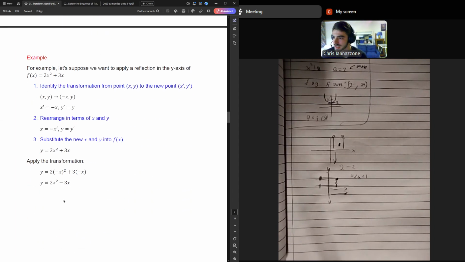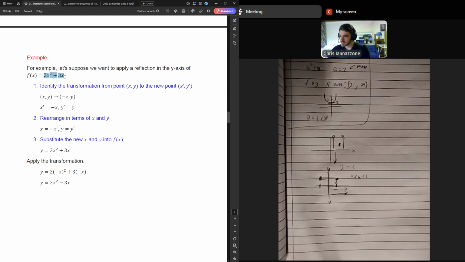So if we see how that looks like as an example, you've got f of x becoming some sort of quadratic. A reflection in the y-axis just means that every single x that we see here is going to be replaced with a negative x. So you follow your 2 steps, and then on the 3rd step is when you do that substitution of negative x.